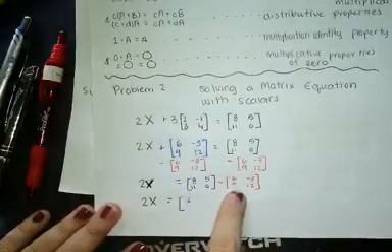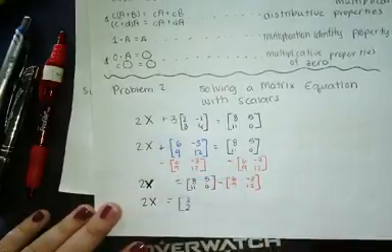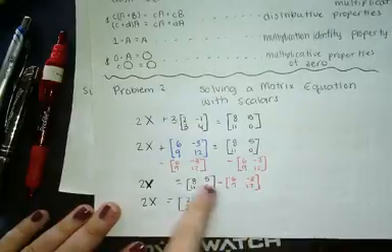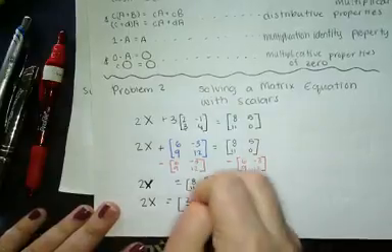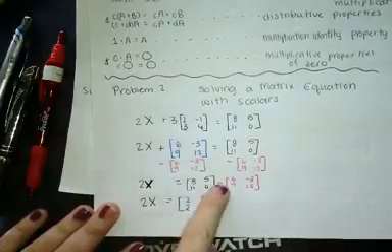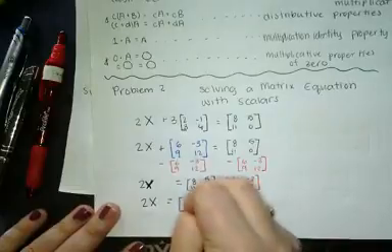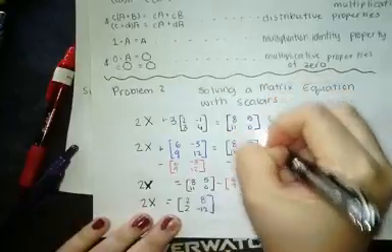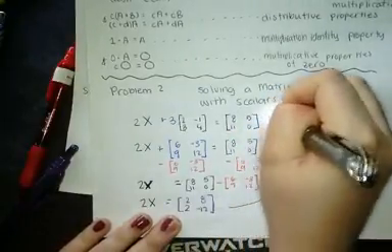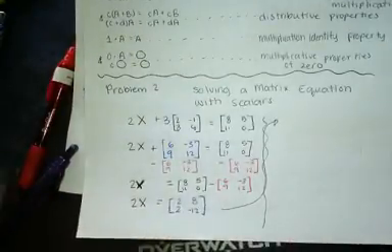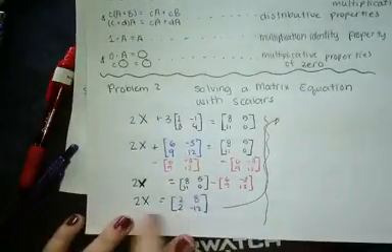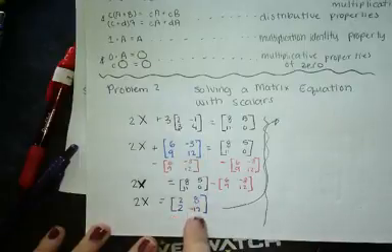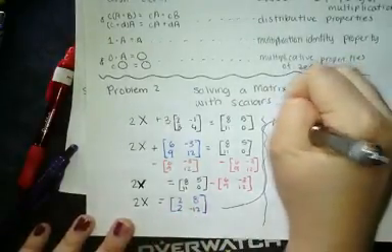11 minus 9 is 2. 5 minus negative 3. 2 negatives make a positive, so 5 plus 3 is 8. 0 minus 12 is negative 12. Okay, and I'm going to just break this and do the rest up here. So now I have this 2x equals 2, 8, negative 12. I'm going to rewrite that up here.